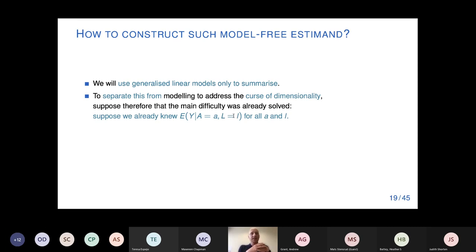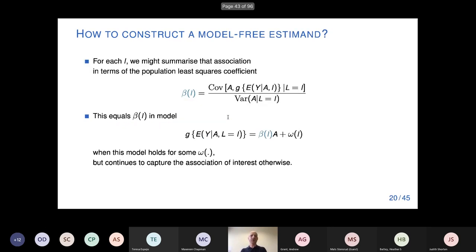Well, as I said before, we're going to use generalized linear models, but only with the aim to summarize the information in the data. And so to clearly separate this from modeling to address the curse of dimensionality, we found it helpful to start from the setting where someone already told us how the mean outcome looks at each level of the exposure A and each covariate level L that is feasible or that we can observe. Suppose someone gave this to us, then still that would be too much information to share with people. And so we would like to summarize the dependence of that expectation on A. One way to do this is for each stratum, we might summarize the association in terms of a population least squares coefficient. And that one looks like this.